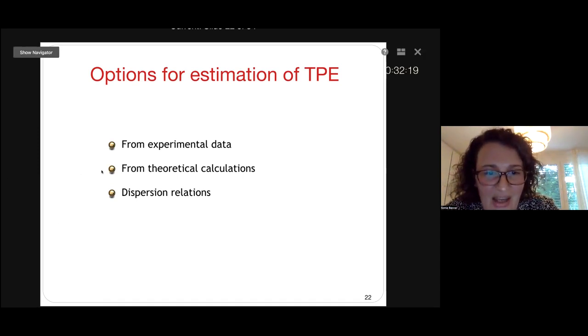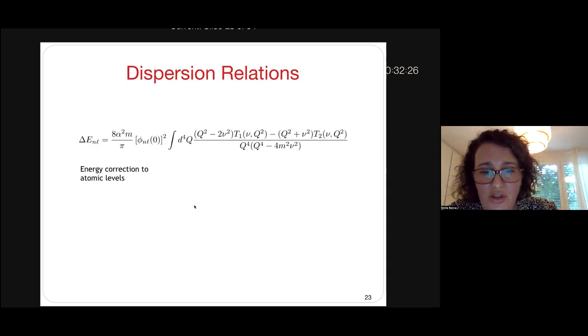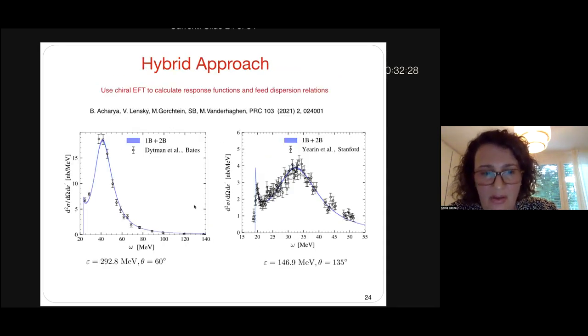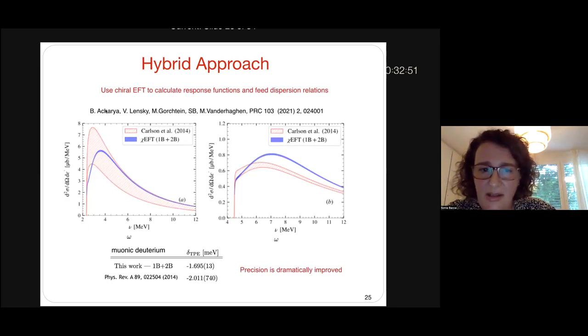Okay, so you can either take experimental data, you can calculate, and another mixed approach is to use dispersion relations, which are usually calibrated on experimental data. What we thought to do is actually to calibrate on theoretical calculation. And this is work that Vijaya Acharya did. I think he's there with you. So he can calculate very well these structure functions, tested on experiment where experiment exists. And then we were feeding this to the dispersion relation.